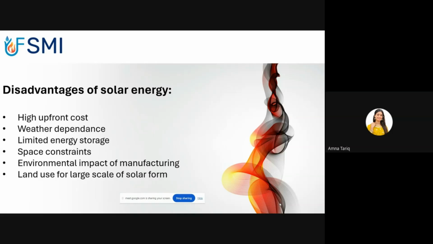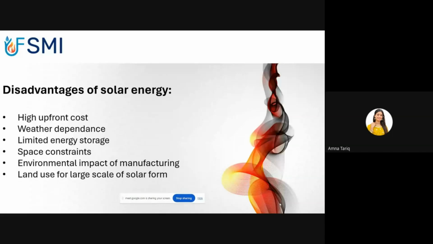Space constraints. This is a disadvantage of solar energy systems. For example, installing a sufficient number of solar panels to meet your energy needs may require a significant amount of rooftop space. This can be a limitation for homes or businesses with limited roof area.